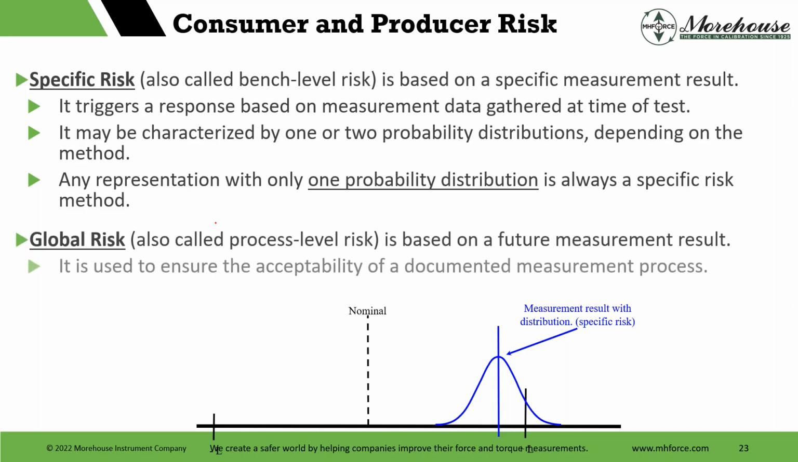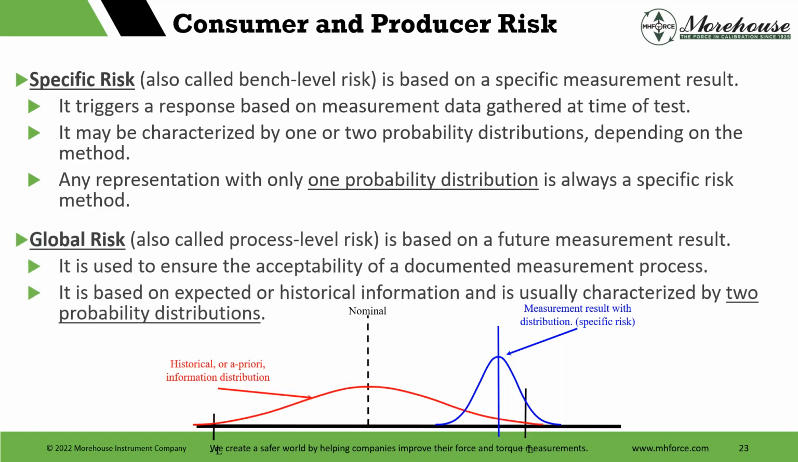Then we get into global risk. Global, also called process level risk, is based on a future measurement result. It is used to ensure the acceptability of a documented measurement process based on expected or historical information and is usually characterized by two probability distributions. So if we think about something real simple, Steph Curry, or let's go Caitlin Clark. For those who don't know, Caitlin Clark's a phenom. She shoots three-pointers all day long. But let's say Caitlin's taking a three-point shot. That one shot, instantaneous shot, is a specific risk. It's either going in the basket or it's not, right?